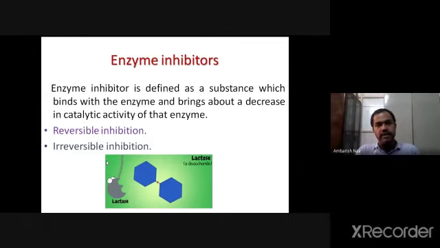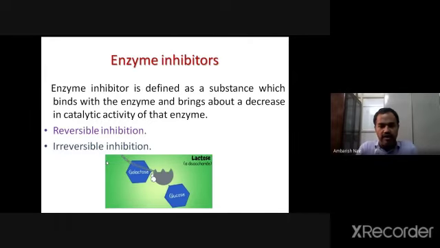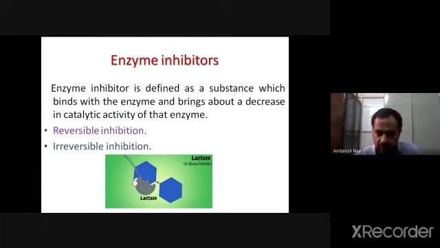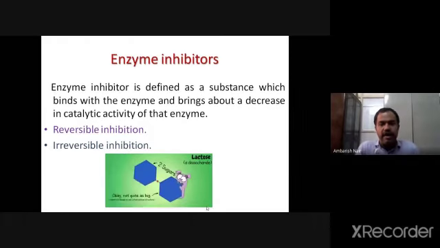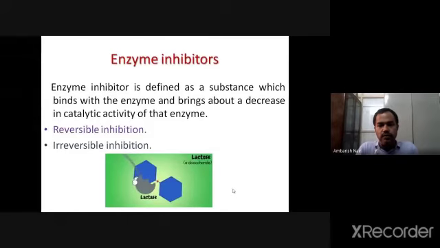So what are these enzyme inhibitors? Here in the slide, I have put one picture. There is a molecule called lactose and there is an enzyme called lactase. So lactase hits lactose and converts lactose into glucose and galactose. Glucose and galactose, our body can use that.